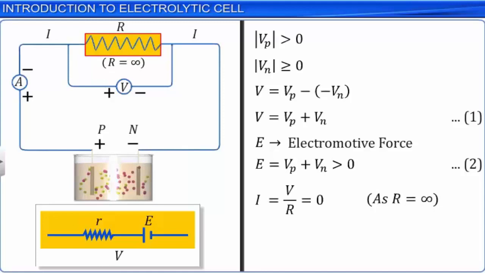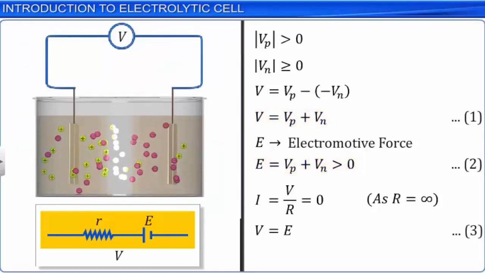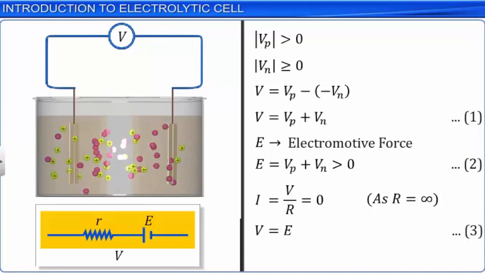Here, V is the potential difference between P and N measured across the resistor. From equations 1 and 2, V, the potential difference between P and N measured across the electrolyte, is written as V is equal to E. Let this be equation 3. From equation 3, we can conclude that EMF, E, is the potential difference between the positive and negative electrodes in an open circuit. That is, when there is no current passing through the cell.